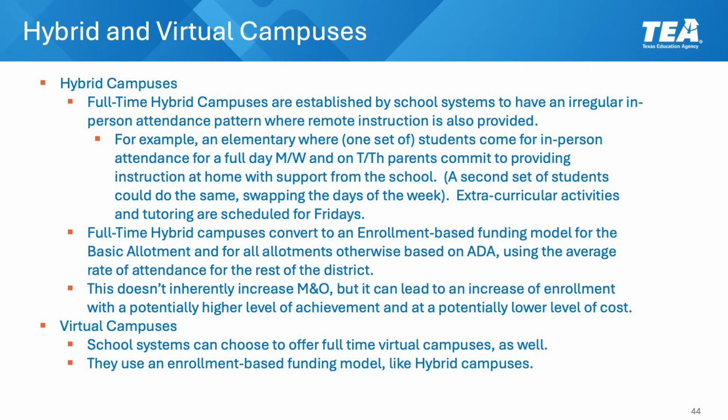In this model, full-time hybrid campuses convert to an enrollment-based funding model for the purposes of the basic allotment and for all other allotments otherwise based on ADA using the average rate of attendance for the district. This doesn't inherently increase M&O, but it can lead to an increase of enrollment with potentially higher level of achievement at a lower cost. Virtual campuses operate off the same funding basis as hybrid campuses with an enrollment-based funding model.